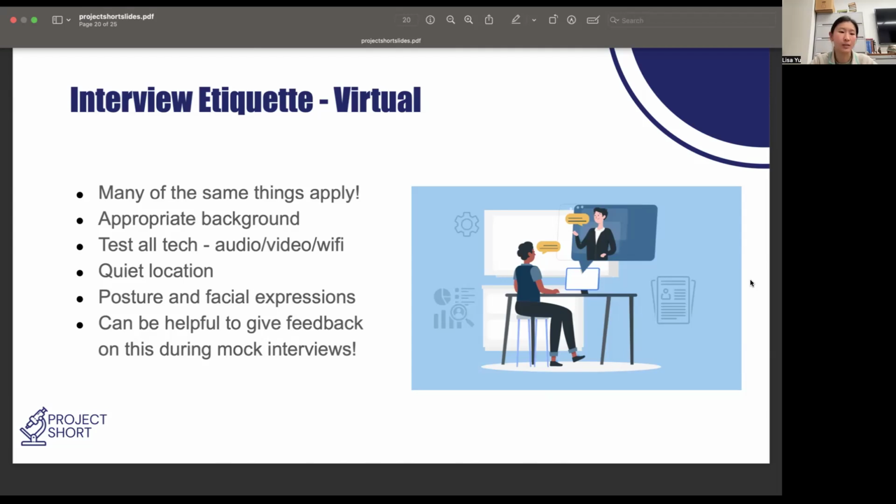So timeliness, respect, etc. And then some more specific things are to make sure you have an appropriate background, to test all your technology, finding a quiet location. I've heard that sometimes at universities, they have private interview rooms that you can book for short periods of time. And when you're doing a virtual interview, you really only have your video to convey what body language might do in an in-person setting. So it's important to pay attention to posture and facial expression a little more.